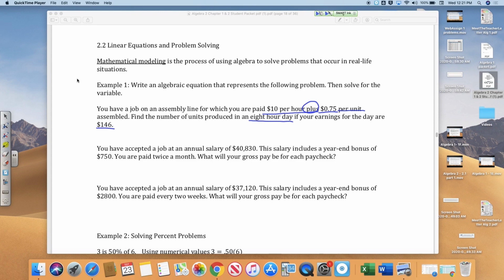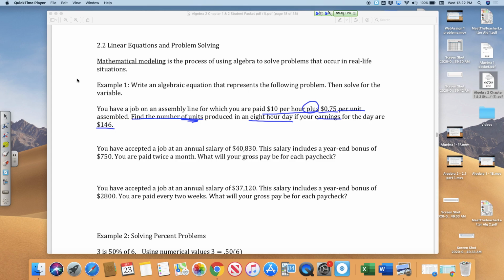The first thing that you want to do after you underline all of the important information you think that you're going to need for your equation is determine what the variables are going to be. And sometimes word problems don't tell you what they are. You have to kind of look into the situation and figure it out. So a lot of the times you'll find that information in the question, which will be the last sentence of the word problem. So find the number of units. That's what we want to find. So that's going to help us determine what variable we will need and what it represents. So find the number of units produced in an 8-hour day if your earnings for the day are $146.